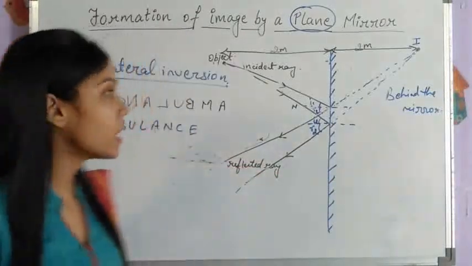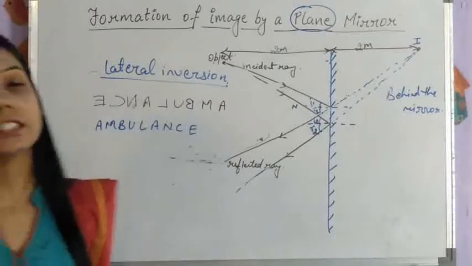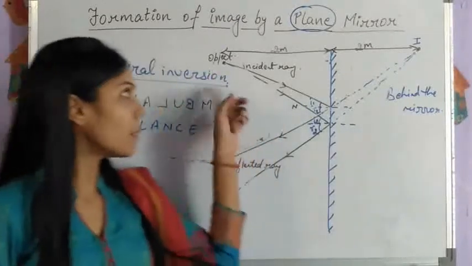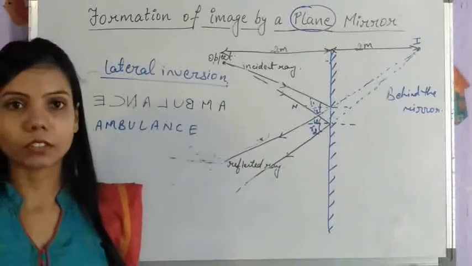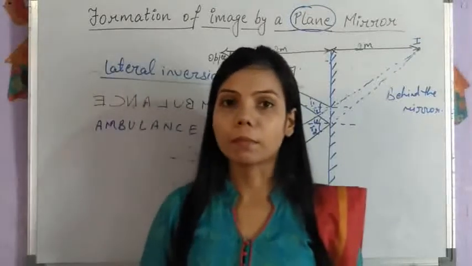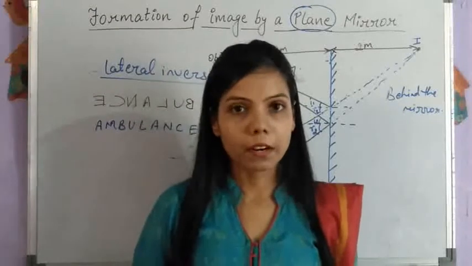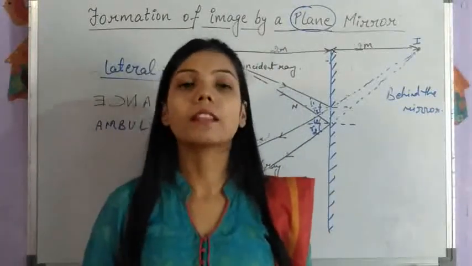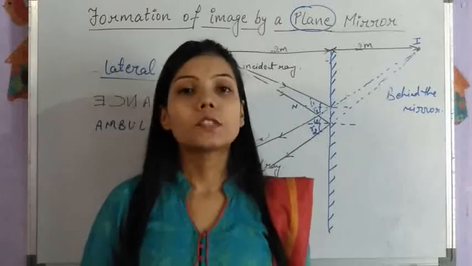right? So this is the reason for the letters of the ambulance being laterally inverted, and this is the property which is known as lateral inversion. Okay, so this was all about the formation of image through a plane mirror. In our next video, we will see the ray diagrams and the formation of image through a spherical mirror.